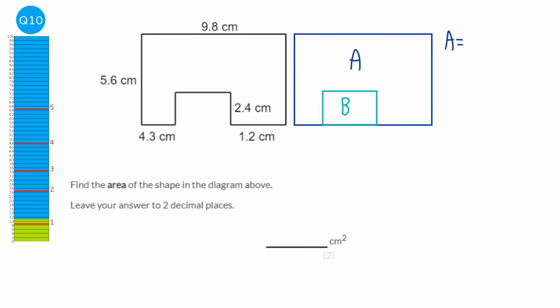we're going to do 9.8, which is the width, times the length, which is 5.6. And that will give us 54.88. Now to work out B, we actually have a bit missing.